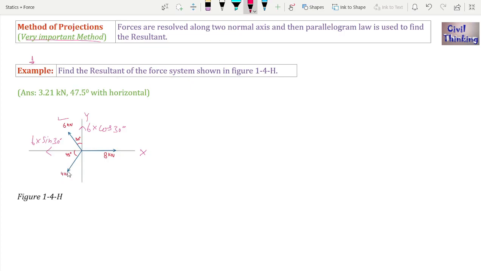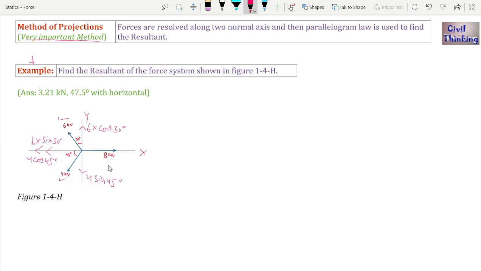Now here you can see it is making an angle of 45 degree with the x-axis. So here the component of 4 kilonewton in the x-axis will be 4 cos 45 degree. Now the same, its component in the y direction will be 4 sine 45 degrees. So we found the components of 4 kilonewton.